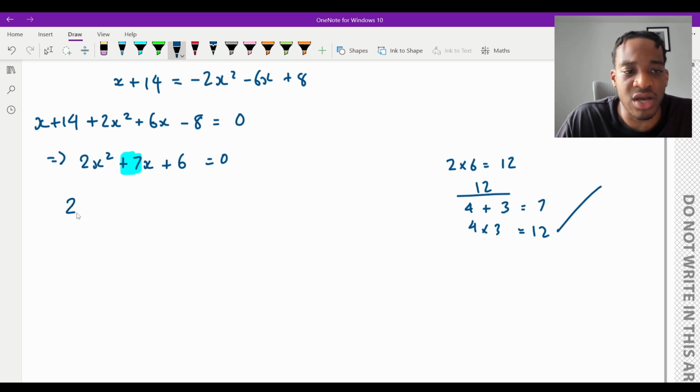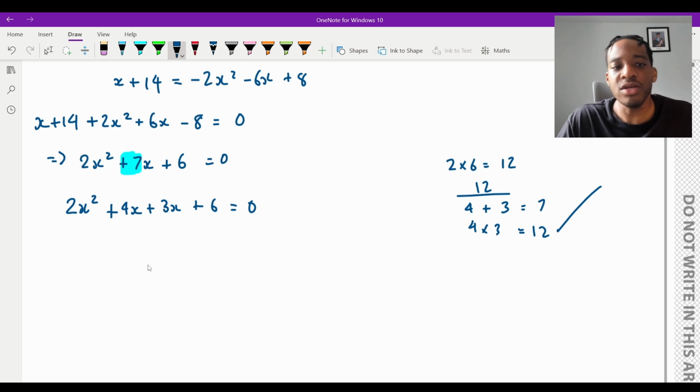So now we're going to just break this down. We're going to have 2x squared, and then we've got a 7x here, but we're going to break it down into the 2 numbers that add to make 7. So it's going to be a plus 4x here, and then a plus 3x here, and then add 6 is equal to 0. So now what we want to do is you're going to split your terms down the middle. You're going to factorize the first 2 terms and the last 2 terms.